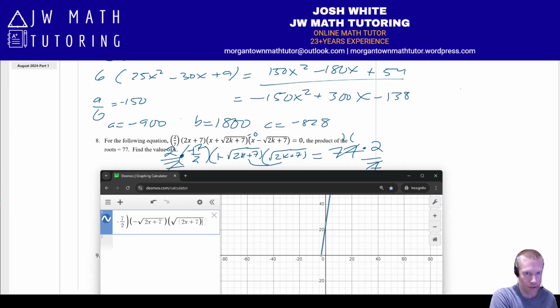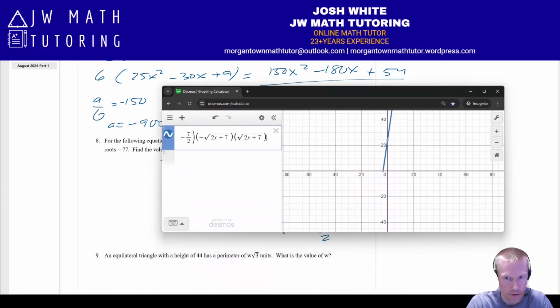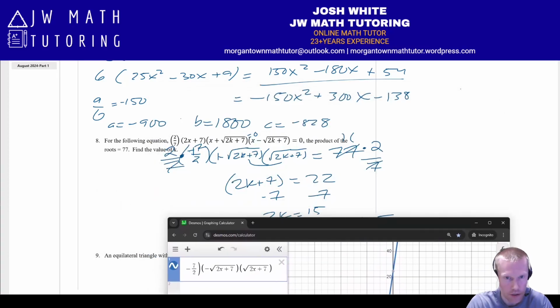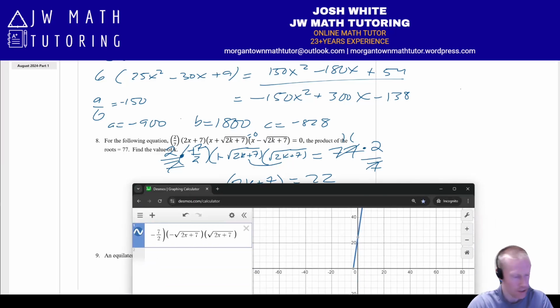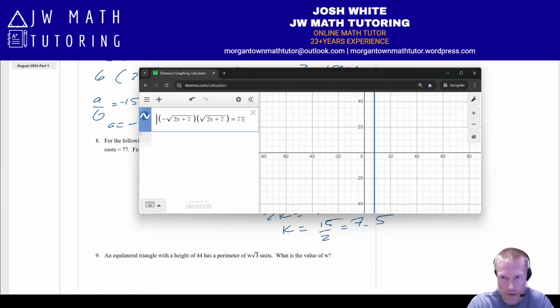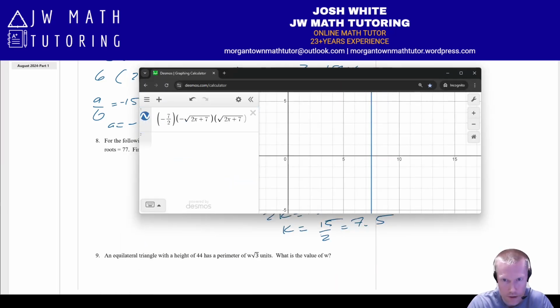2x plus 7. All right, so basically what I'm looking for now is the solution, where I need to equal 77. There we go. All right. 7.5, is that it?